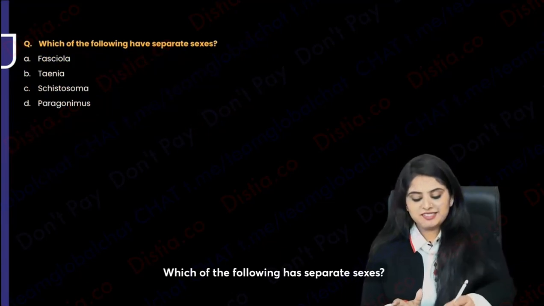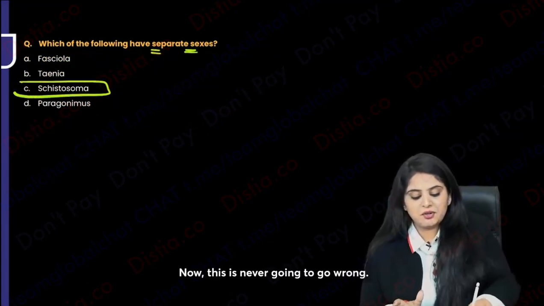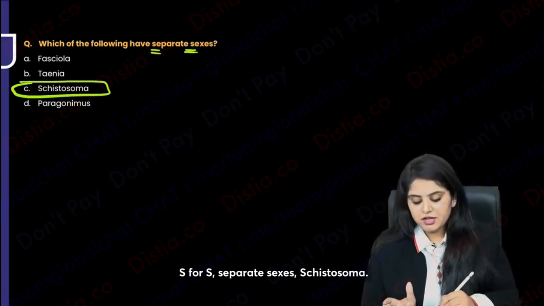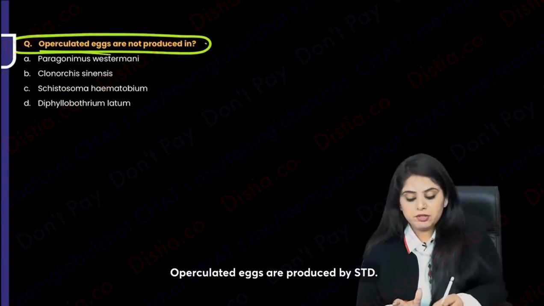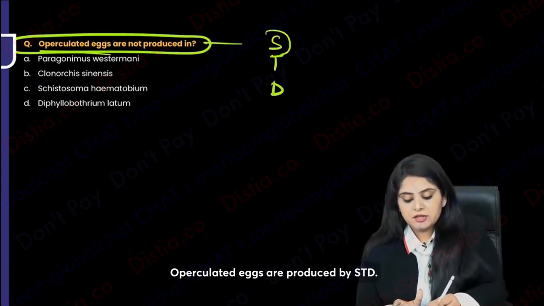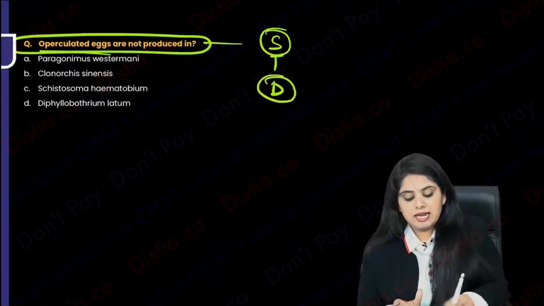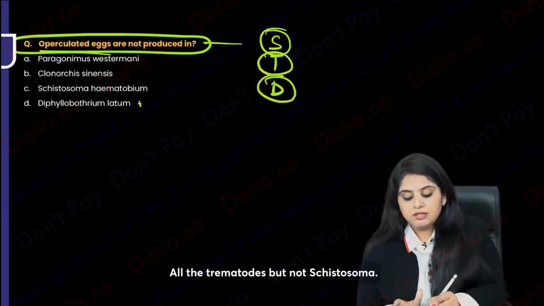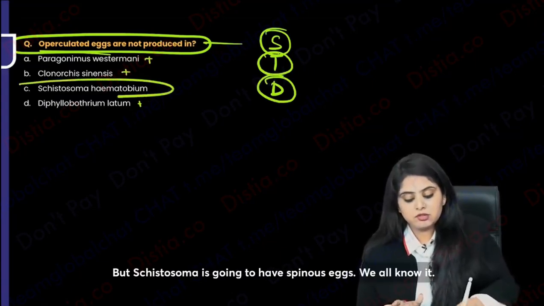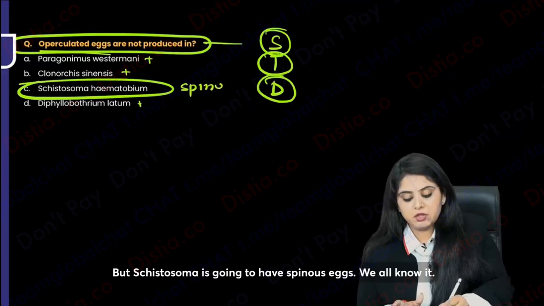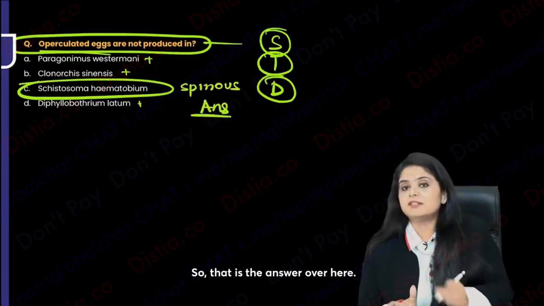Which of the following has separate sexes? Now this is never going to go wrong. S for S, separate sexes, Schistosoma. Operculated eggs are not produced by. Operculated eggs were produced by the trematodes and cestodes like Spirometra, which is not in the options. Diphyllobothrium latum is in the options. All the trematodes have operculated eggs but not Schistosoma. So this is a trematode, this is a trematode, but Schistosoma is going to have spinous eggs. We all know it. So that is the answer over here.